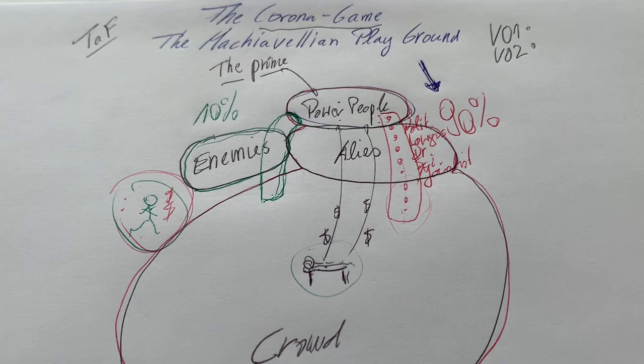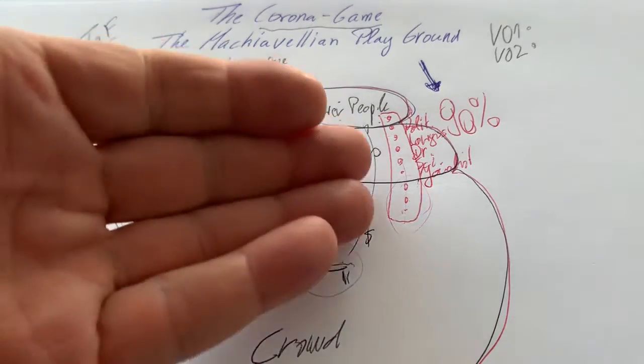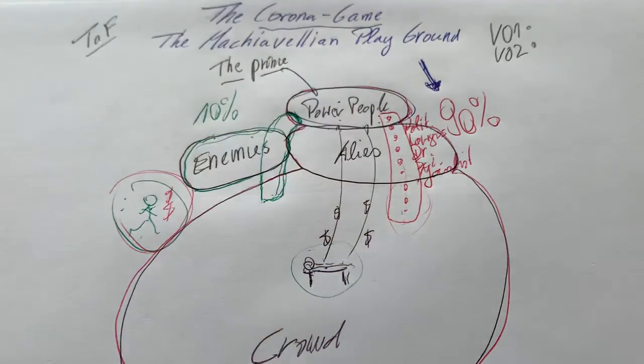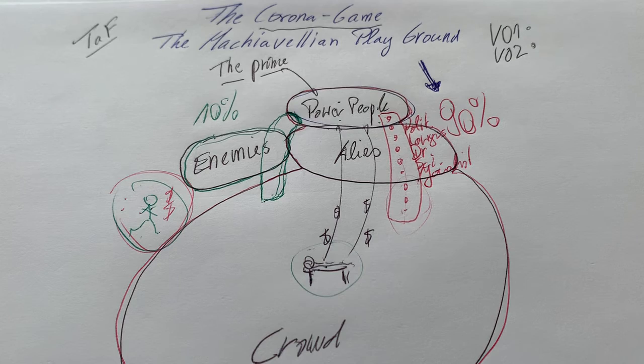So I pledge to actually save those guys, because they have understood what is going on. They are active. They don't need this game at the moment. So that is my take on the Corona game now, after having studied The Prince.